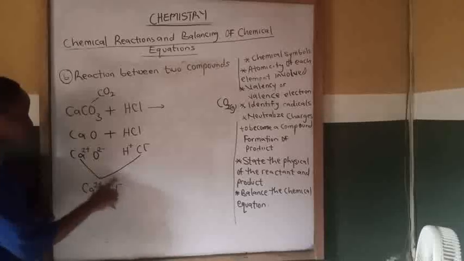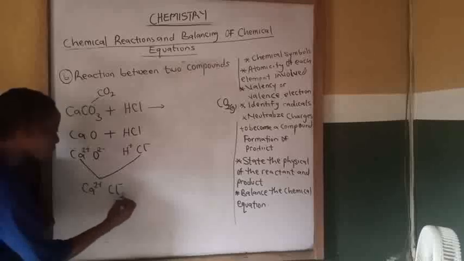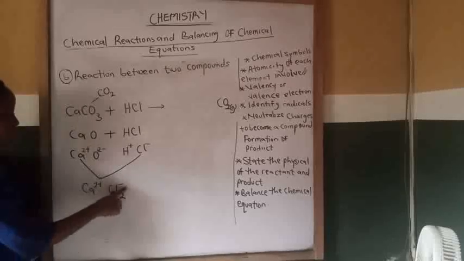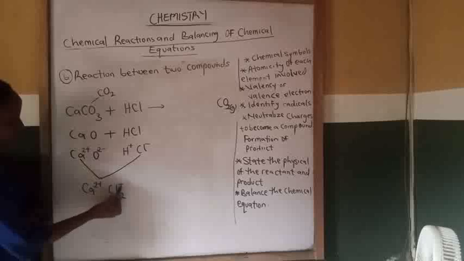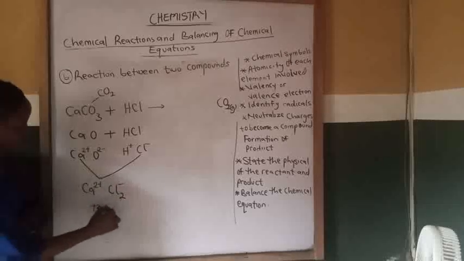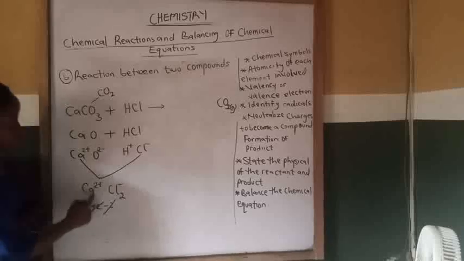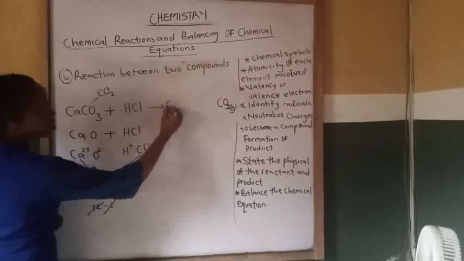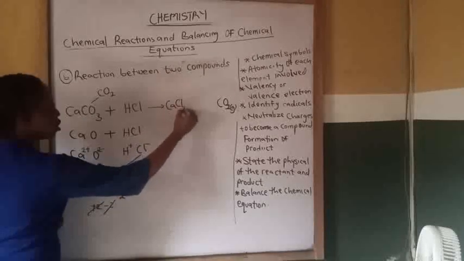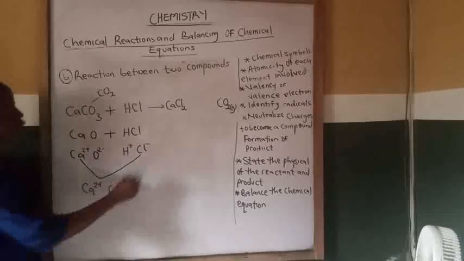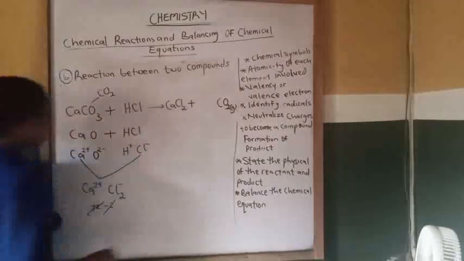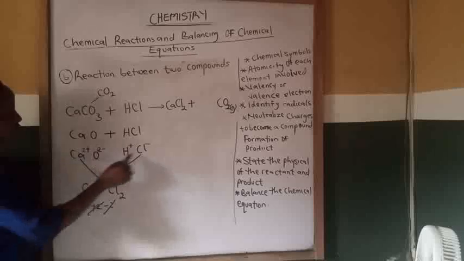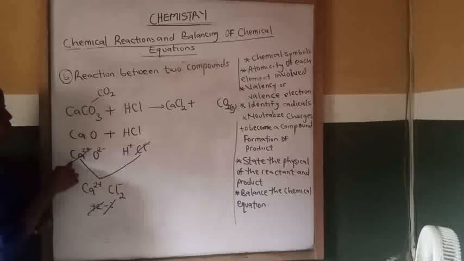So minus 2 will cancel plus 2. We will have to multiply this one by 2 to give us 2 negative. So that is minus 1 times 2, which gives us minus 2. So this plus 2, then minus 2, the charges will cancel each other and they will combine together to give us CaCl2. So we have used calcium and chlorine.